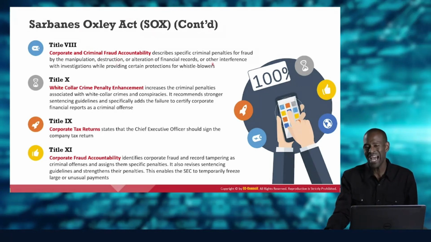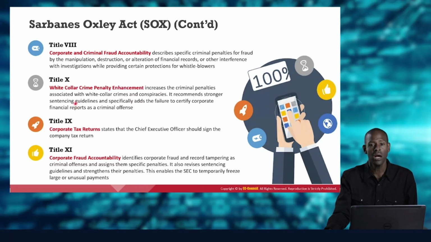Also, Title VIII tries to protect whistleblowers. So if there's someone inside the organization that says none of the financial reports are real, it's all fake, and then the organization does everything they can to take that whistleblower down. Nope, we don't want that to happen. Title X, white-collar crime penalty enhancement. So it used to be that if white-collar crimes happened, you didn't get much of a penalty, but now it's actually enhanced, with stronger sentencing behind bars.